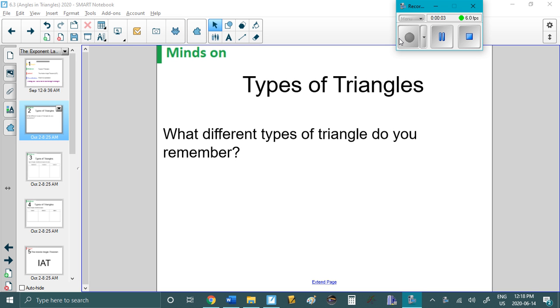Welcome to the second lesson in this unit. You might see that it says 6.3 at the top. That's just because I skipped 6.2, because we don't have a lot of time left. We've got a lot of stuff to get through, and it was just kind of more of the same transversal stuff. Remember that line that cuts across two parallel lines with all the angles.